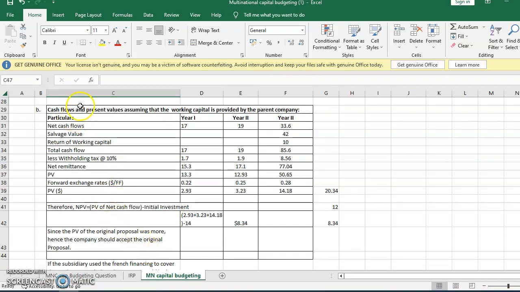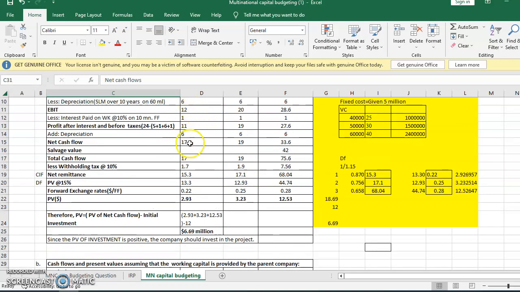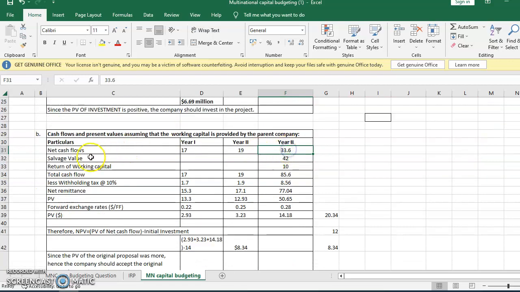So the heading we write is cash flows in the present values assuming that the working capital is provided by the parent company. So we take particulars year 1, 2 and 3. Net cash flows, this is calculated already, so we just take the information from what we have here. Net cash flow is 17, 19 and 33.6 as it is, and add to this the salvage value and also the recovery of the working capital. Salvage value 42 and recovery of the working capital, which is 10. So therefore the total cash flow is 17, 19 and 85.6.